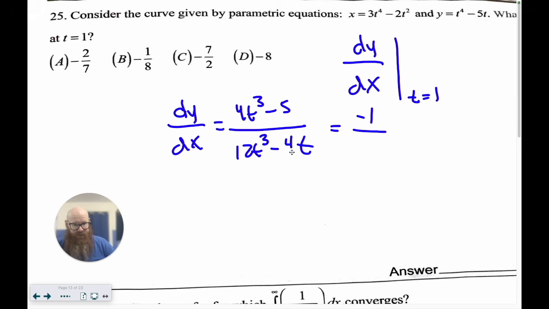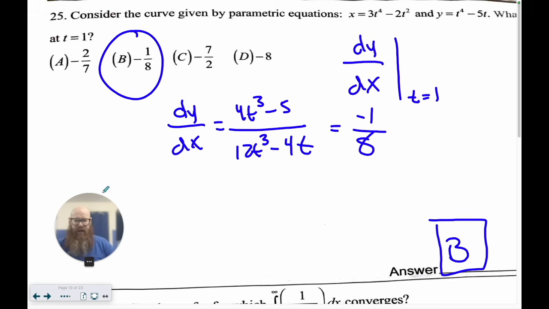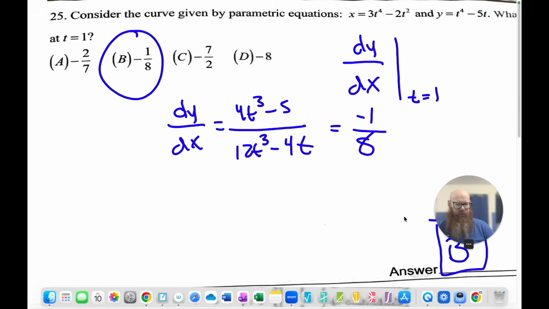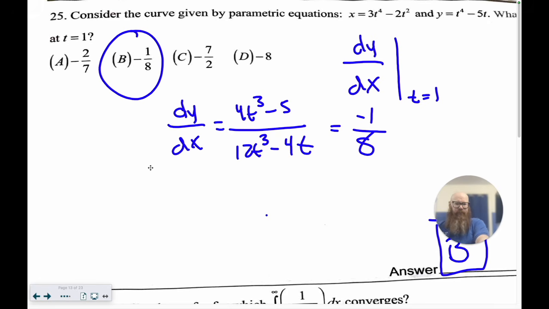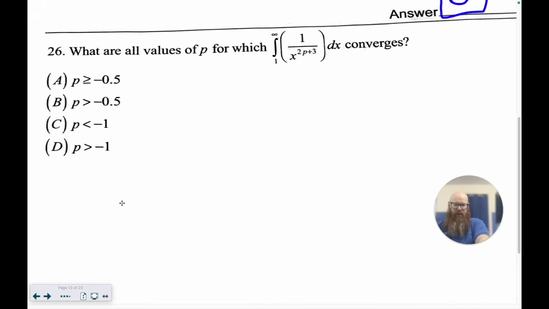This is 4t. I did the derivative wrong. Okay, now you plug in 1 here and you get 8, and the answer is B. Negative 1/8. I'm going to move myself back over here. Okay. Number 26.